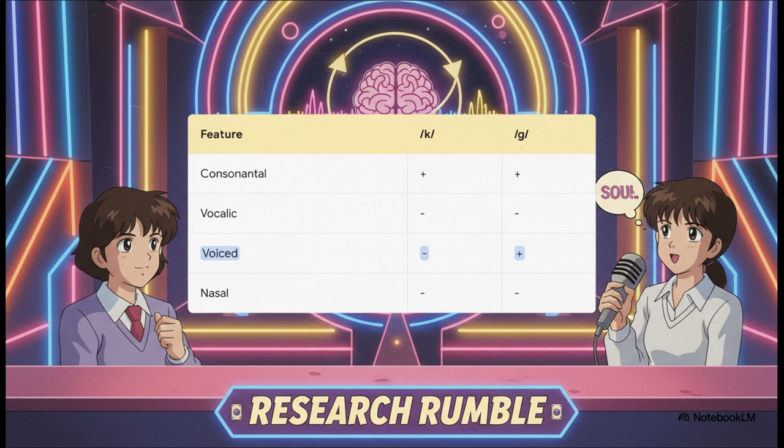If you said C, voiced, you got it. Take a look at this chart. For the k sound, that voiced feature has a minus sign. Your vocal folds are turned off. They're still. But for g, it's a plus. They're vibrating. That is literally the only difference. Everything else is identical. That tiny little buzz in your throat is what makes it a completely different sound.